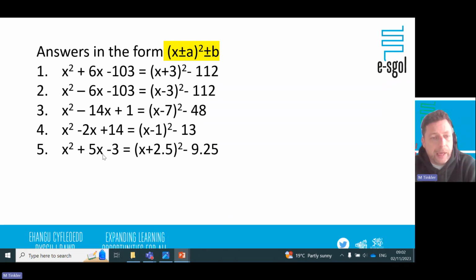But half of 5 is 2.5. You can use a calculator now, but the square of 2.5 is 6.25. So I take away 6.25 and take away another 3 to give us minus 9.25. Okay, you can use 2.5 squared on your calculator. I'll let you think about number 6 because it's very simple before beaming my answer up.